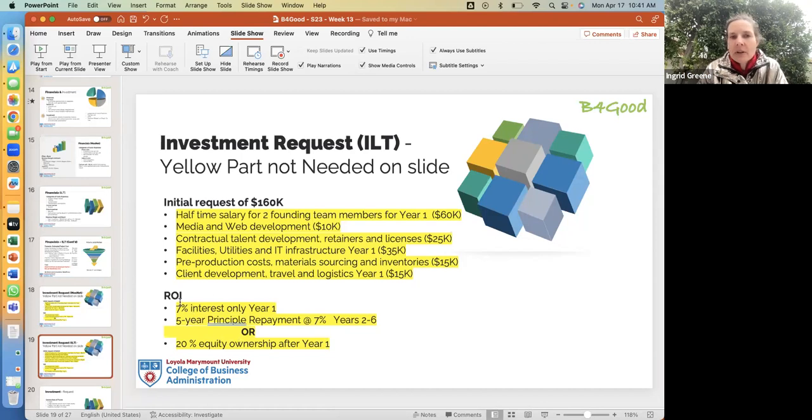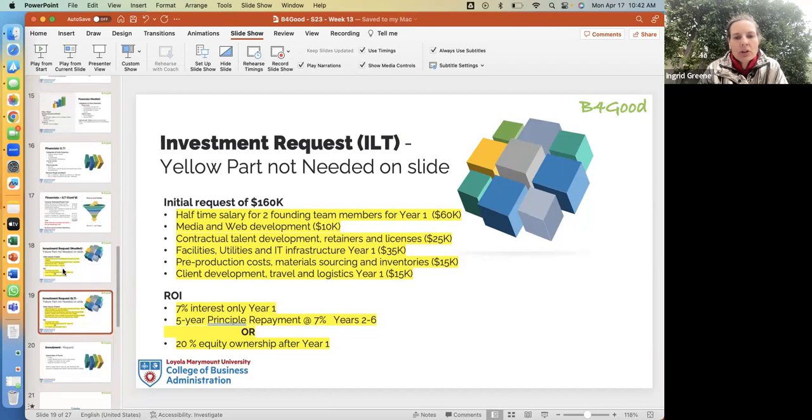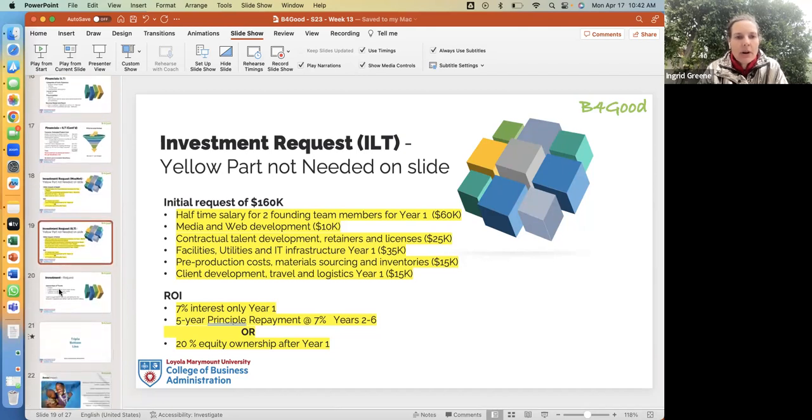Here, the return on investment, the ROI, again, is similar to the MOSNet example. This is just 7% interest in only year one. They have 5 years. The owners have 5 years to pay them back at 7% over years 2 to 6, or again, they can have a 20% equity ownership. So you can let your investors know about that.